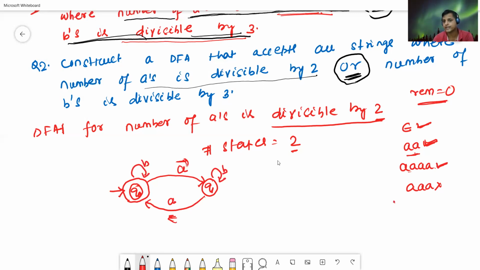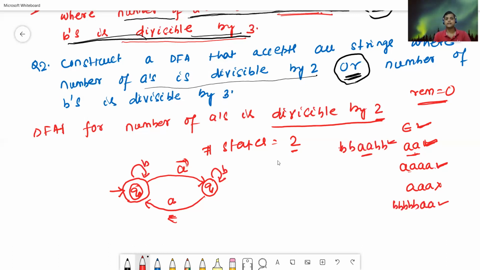Suppose we take 5 bits with 2 A's; this must be accepted. Suppose we take 4 bits, like double A, double B; the number of A's is divisible by 2, so this is accepted. Okay, so this is the first case, DFA 1 for the number of A's divisible by 2.